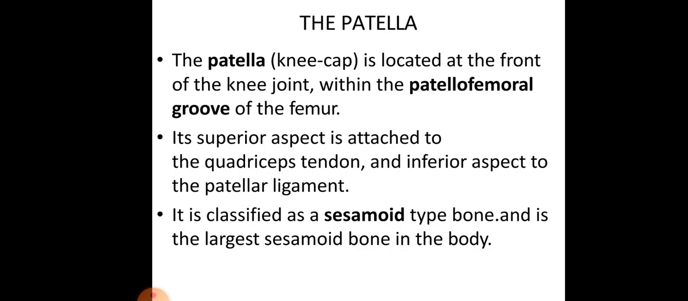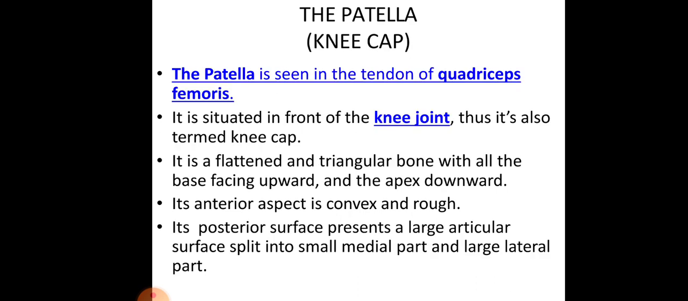It is classified as a sesamoid bone and is the largest sesamoid bone in the human body. Patella is seen in the tendon of the quadriceps femoris muscle, as sesamoid bones are those bones which develop within the tendon of a muscle. So this bone is also developed within the tendon of the quadriceps femoris muscle. It is situated in front of the knee joint, that is why it is known as the knee cap.